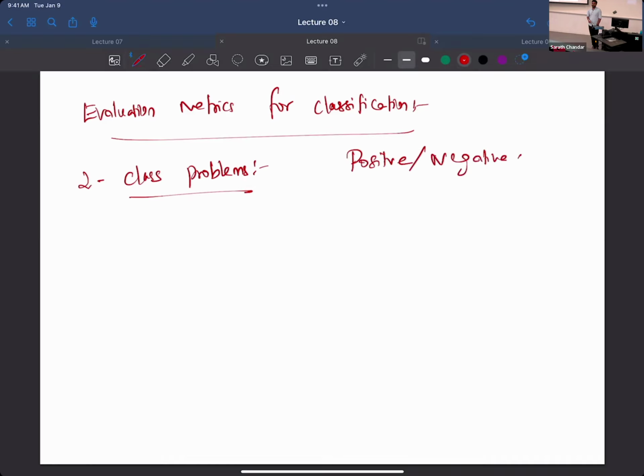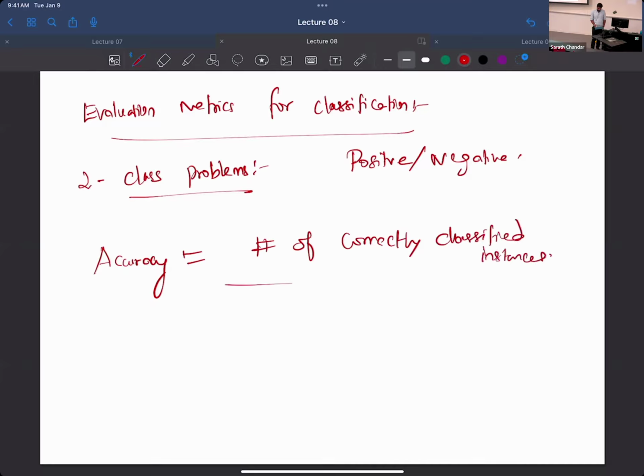The most common evaluation metric for classification, which is what we have seen so far, is accuracy. Accuracy is defined as the number of correctly classified instances divided by the total number of instances. Let's say I have 100 examples and 70 of them are correctly classified, then the accuracy is 70 by 100, 70%. Is that clear?